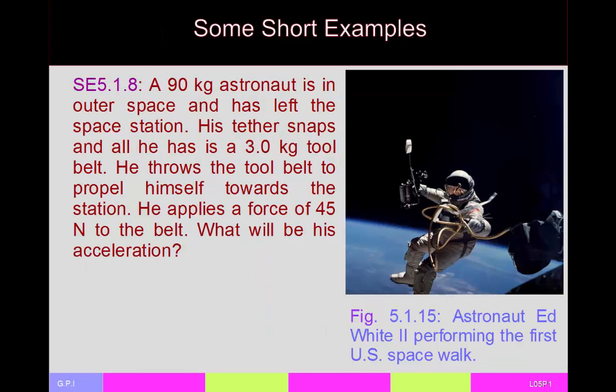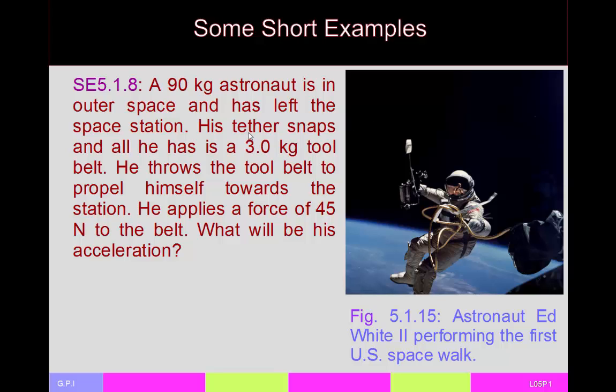So I want to go ahead and look at a couple more short examples now. This applies more towards defining our system and looking at Newton's third law and so on. First example, you have an astronaut who's doing a spacewalk. These do happen. Here's a picture of an astronaut actually doing a spacewalk. Ed White II was the first American astronaut to do a spacewalk.